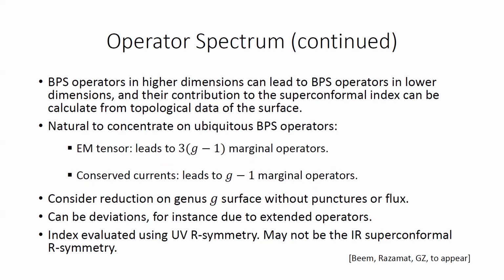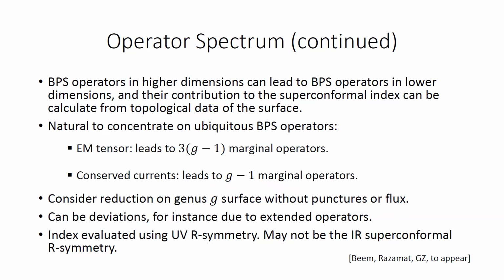Before that, there are a few comments I want to make about this. First, here I'm concentrating on the reduction on a genus g Riemann surface without punctures and without flux, besides the twist, and I need to preserve supersymmetry. It's possible to generalize to the inclusion of flux. It's not that complicated to do. This will generally change the number of operators, particularly for conserved currents. It usually doesn't affect the energy momentum tensor because it's not charged under the flavor symmetry. Punctures are a little bit more complicated, and I currently don't know what the generalization is if you want to include punctures.